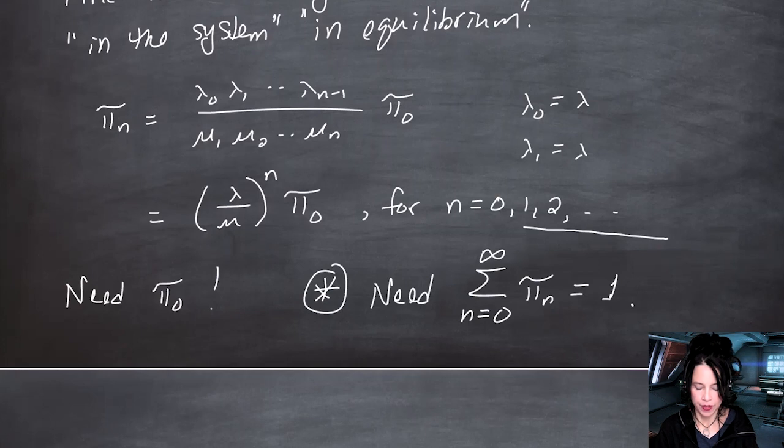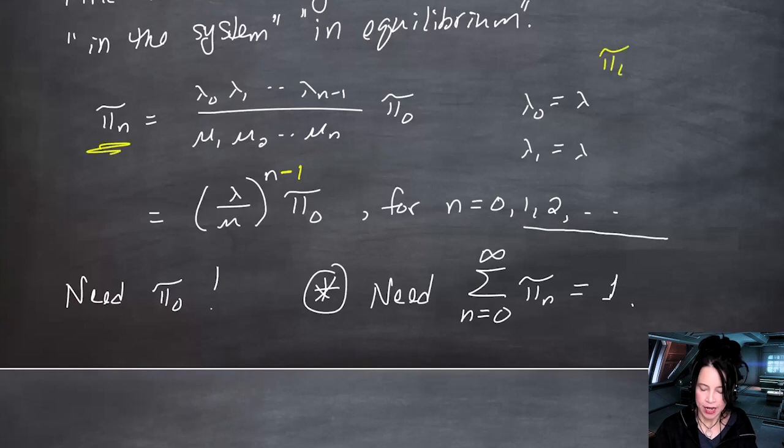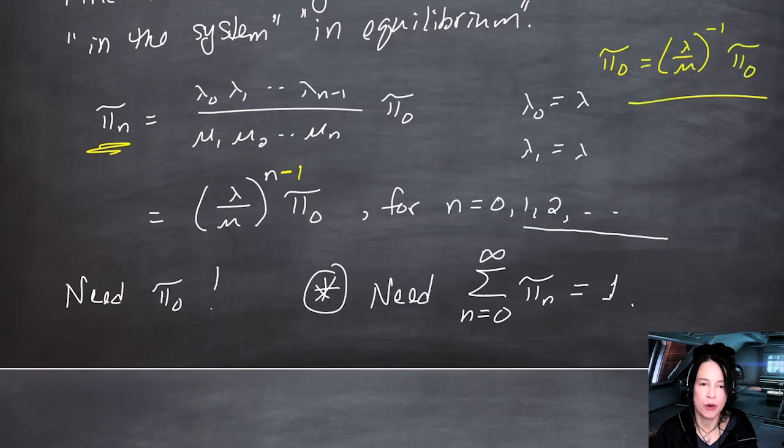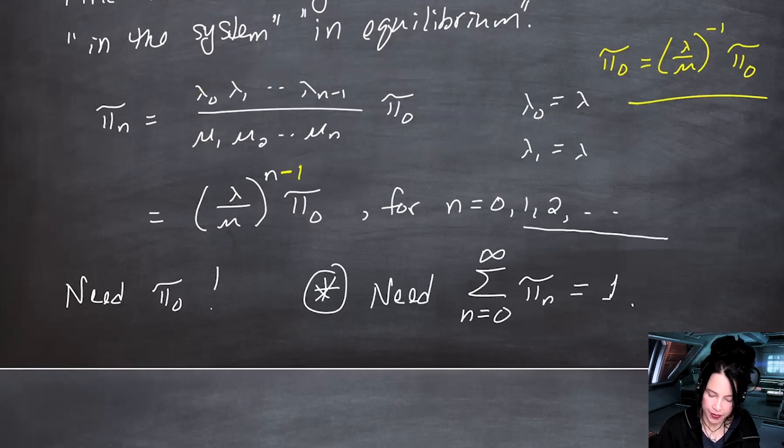So, right, if you somehow, I'm totally changing this. This is wrong. Don't write this down. If you somehow ended up with n minus 1 here, then if you plugged in 0 on the left, you would have pi 0 equals lambda over mu to the -1 times pi 0. And that does not hold unless lambda over mu equals 1. So this formula does not always hold when n is 0, but it does in this case.